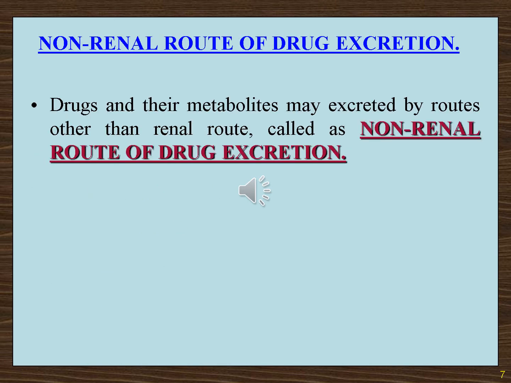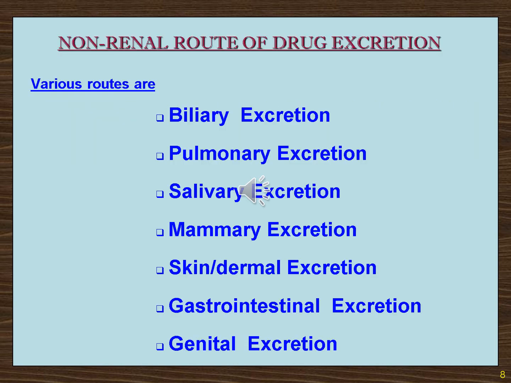Let us see non-renal routes of drug excretion. Drugs and their metabolites may get excreted by routes other than renal route, and these are called as non-renal routes of drug excretion. Non-renal route of drug excretion comprises of biliary excretion, pulmonary excretion, salivary excretion, mammary excretion, skin or dermal excretion, gastrointestinal excretion, and genital excretion.